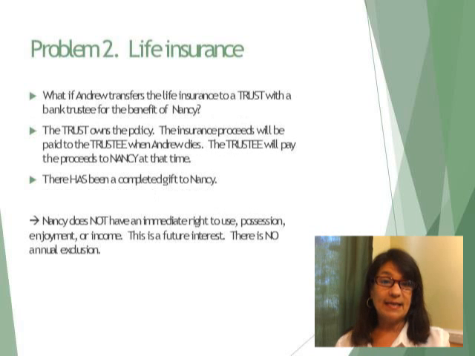Now, what if instead Andrew transfers the life insurance to a trust with a bank trustee for the benefit of Nancy? Now, the trust owns the policy. The insurance proceeds will be paid to the trustee when Andrew dies, and the trustee will then pay proceeds to Nancy at that time. So this is a complete gift, and it's a gift to Nancy, but Nancy does not have an immediate right to use, possession, enjoyment, or income from the life insurance policy. Instead, what she has is an interest in the trust, and it's a future interest. She doesn't get anything until later.